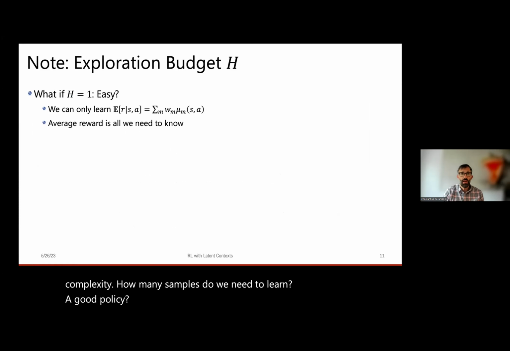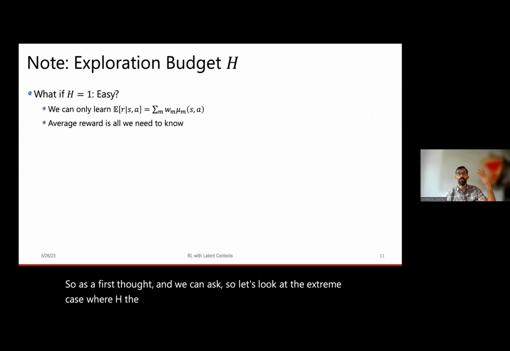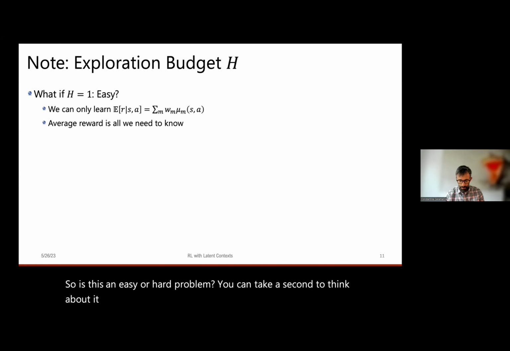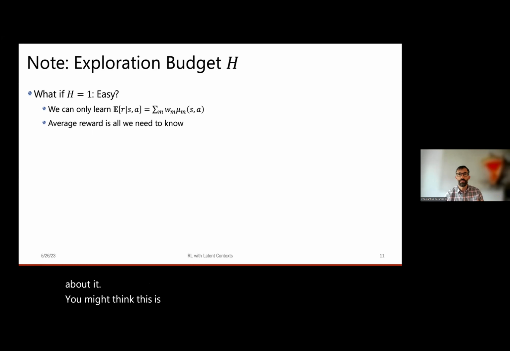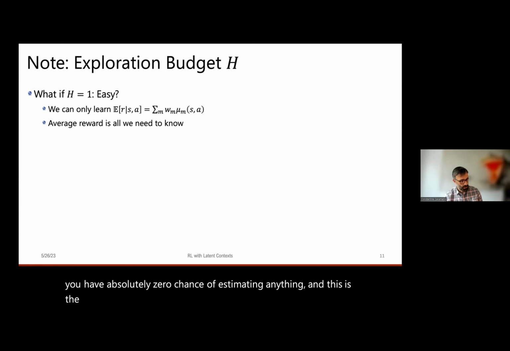So as a first thought, let's look at the extreme case where h, the time horizon, is just 1. Is this an easy or a hard problem? You can take a second to think about it. You might think, wow, this is probably the hardest setting because you have absolutely zero chance of estimating anything. But, and this is the point that I want to make here, this is actually an easy problem.